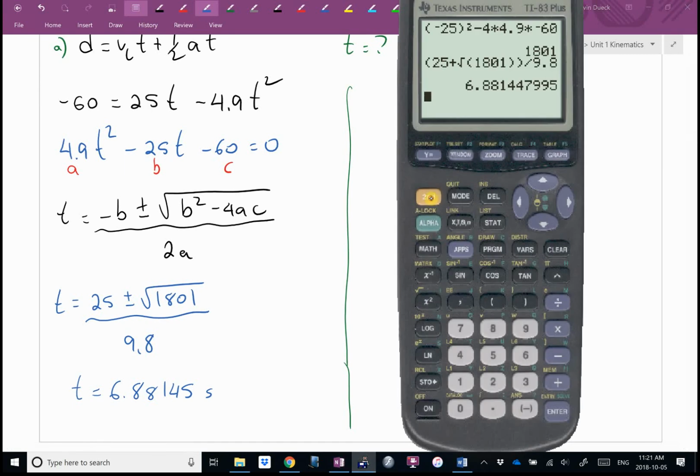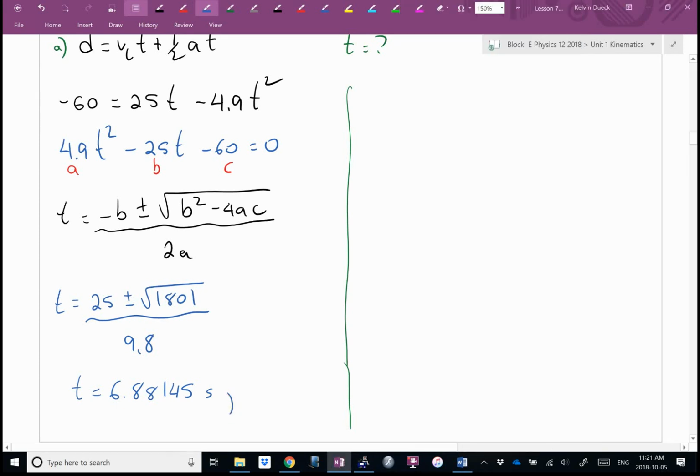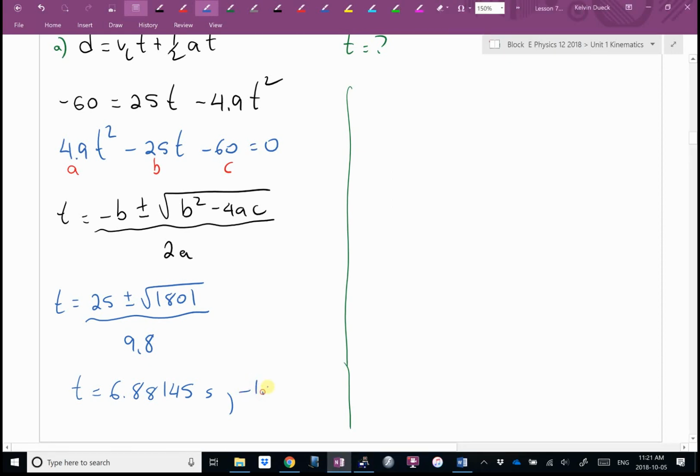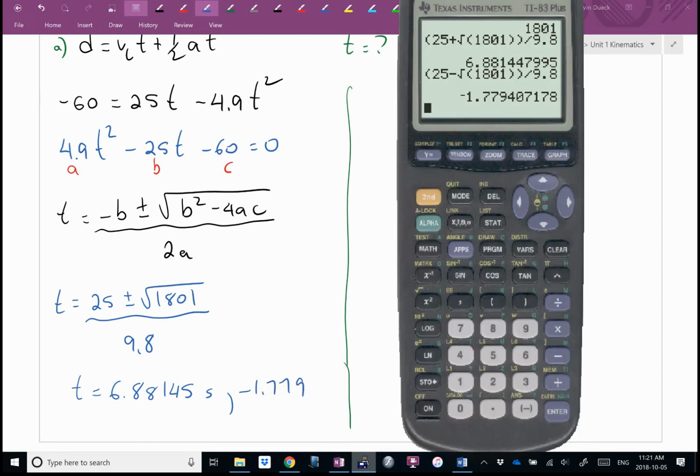Then I can just backspace and edit and change the plus sign to a minus sign. And I get a negative time. Can time be negative? Sorry, can time be negative? So I'm going to reject that.